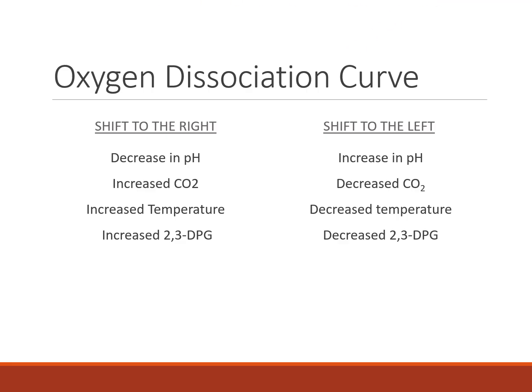All right, so these are some of the dissociation curve conditions that you should be aware of. The shift to the right, we're going to see a decrease in pH, so that means the patient will become more acidic in terms of their blood pH. There will be an increase of CO2, an increase in temperatures can affect that, and then an increase of 2,3-BPG or DPG.